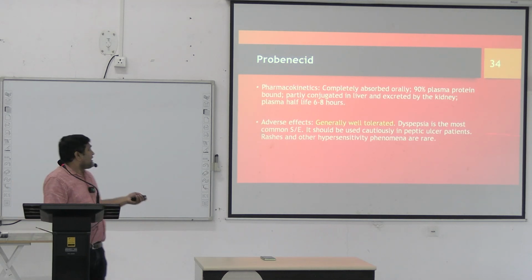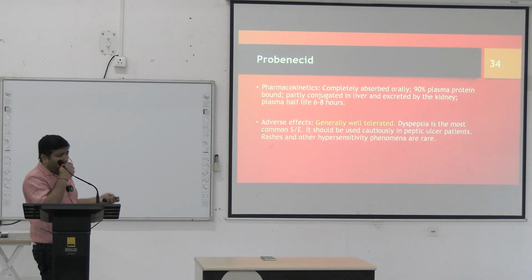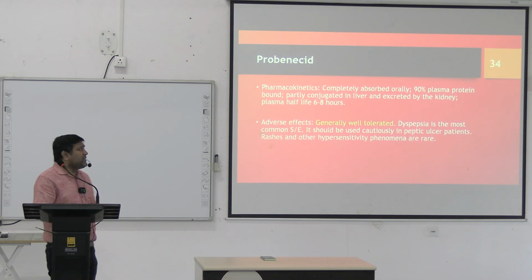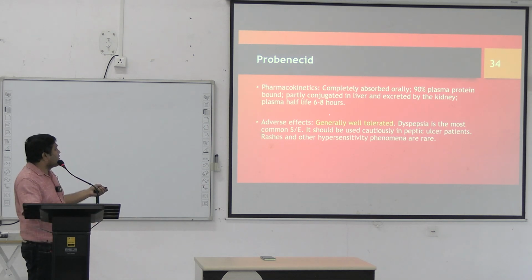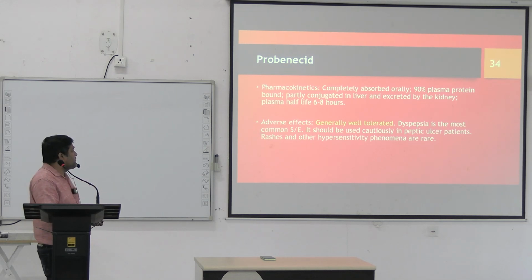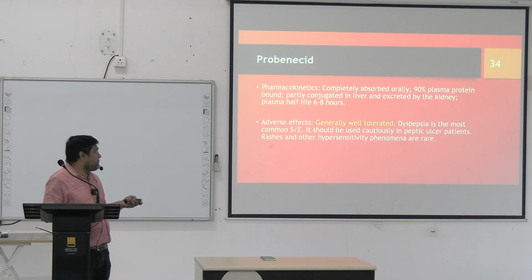Pharmacokinetics: completely absorbed orally, 90% plasma protein bound, partly conjugated in liver and excreted by the kidney. Plasma half-life 6 to 8 hours. Generally well tolerated. Dyspepsia is the major, common side effect. It should be used cautiously in peptic ulcer disease patients. Rashes and other hypersensitivity reactions may occur, but they are rare.